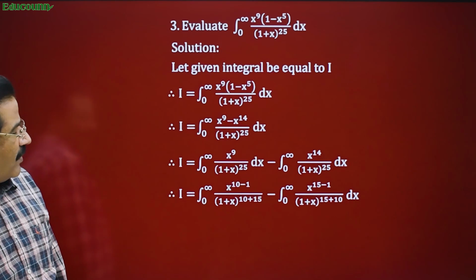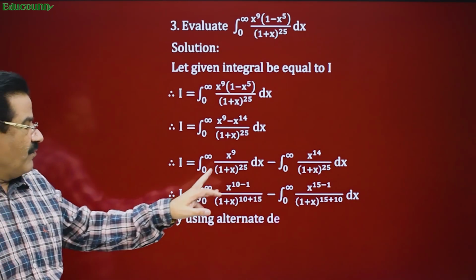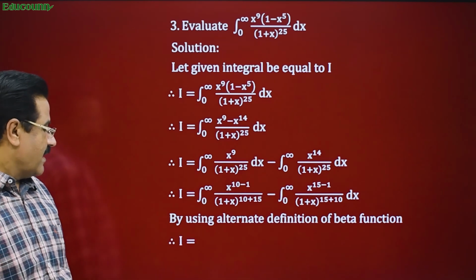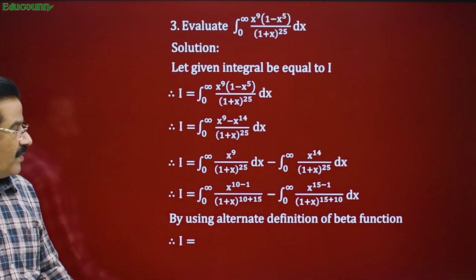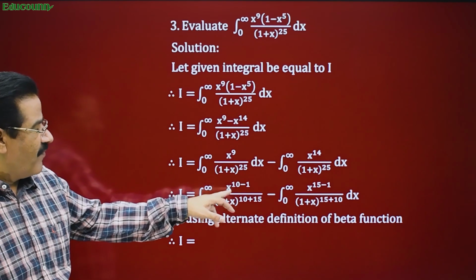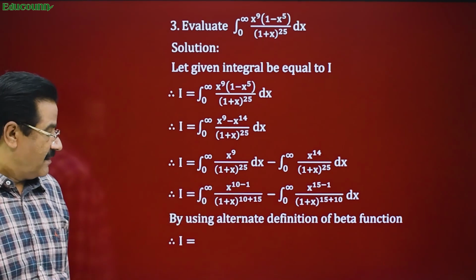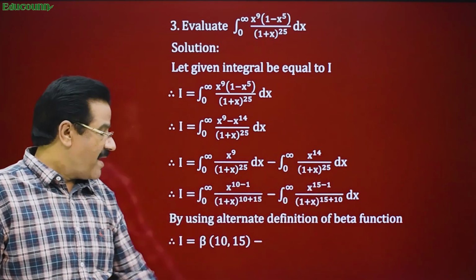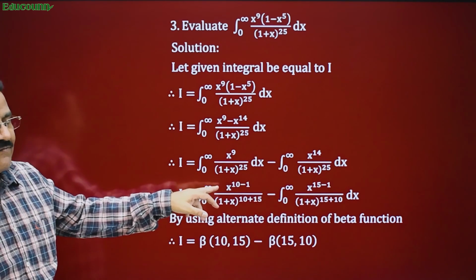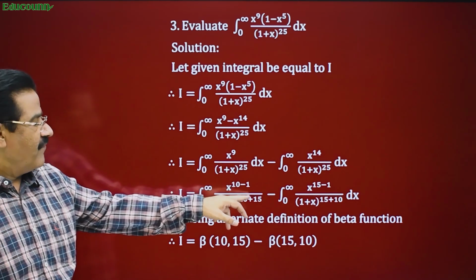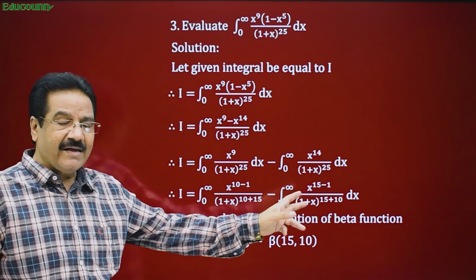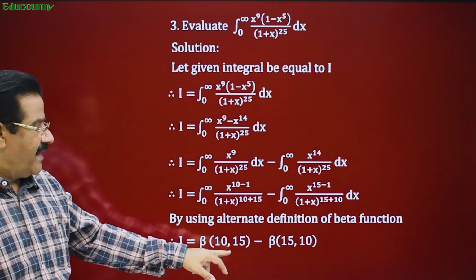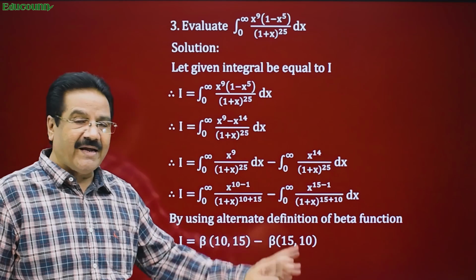And now we can write the next step as we can use the alternate definition of beta function and then we can write I is equal to. Observe that this is in the form of beta of 10, 15. And here it is beta of 15, 10. So in the first case, the value of m is 10, the value of n is 15. And in the second case, the values are reversed. So beta 10 comma 15 minus beta 15 comma 10.